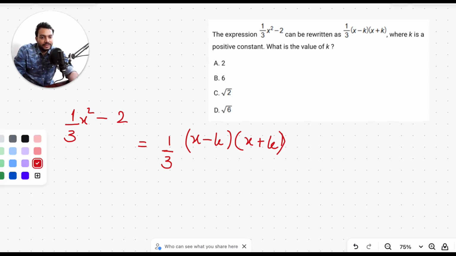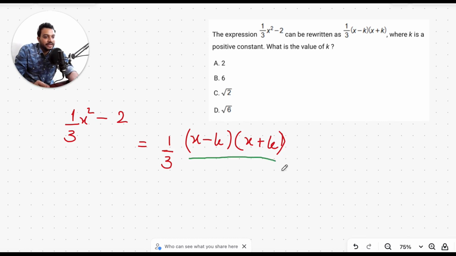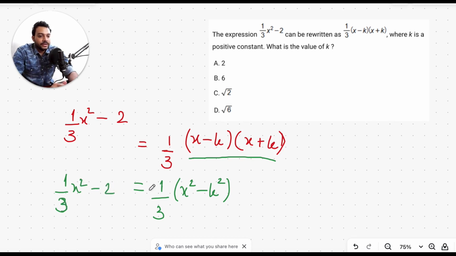So immediately what we can see is on the right hand side, this expression x minus k times x plus k translates to a difference of squares. According to the formula, a square minus b square is equal to a minus b times a plus b. So 1 over 3 times x squared minus k squared is equal to 1 over 3 times x squared minus 2.